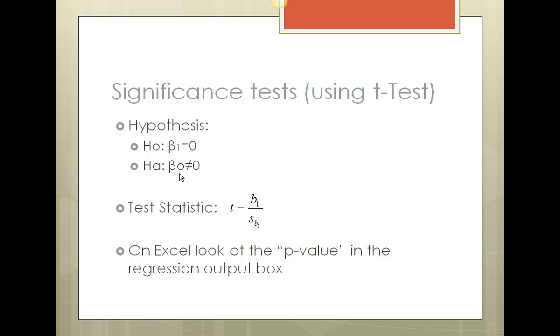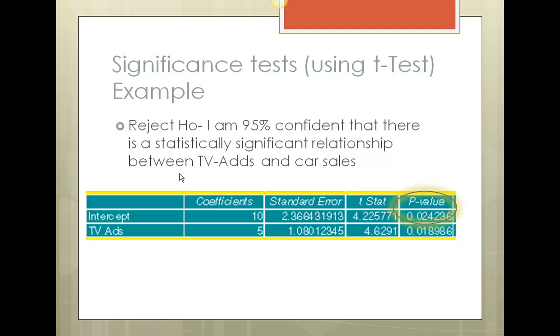We can test this in another way. Again, it's still a significance test, still looking at beta 1. Here we're going to look at the t statistic. So on Excel, we're going to look at the p-value in the regression output box. So the p-value of each individual beta. Now here you only have one.